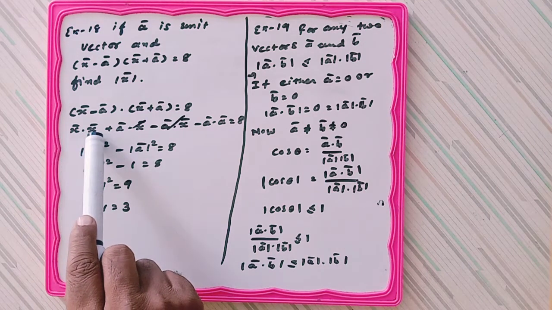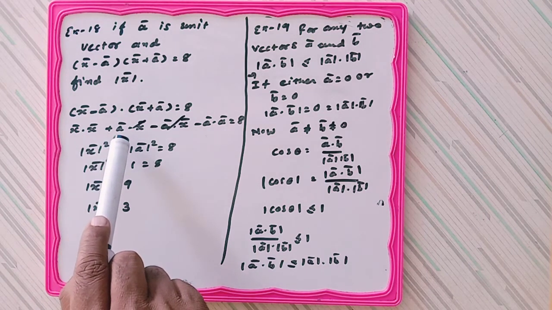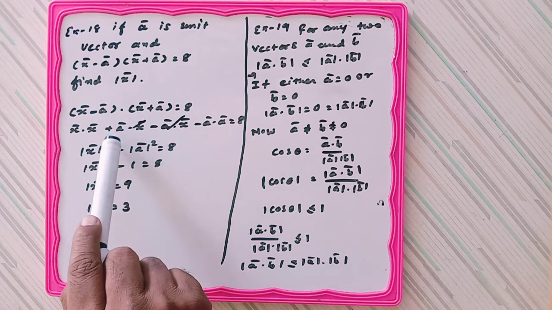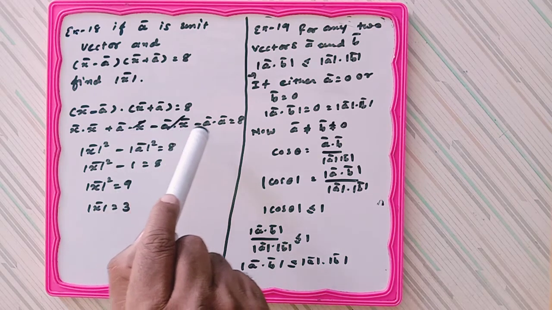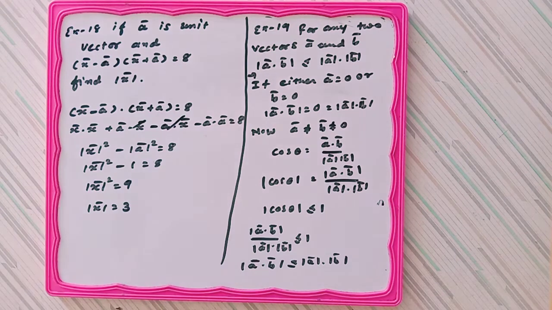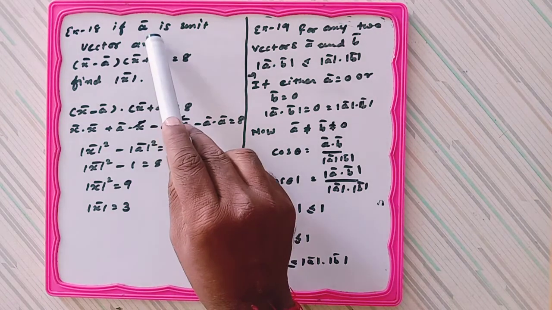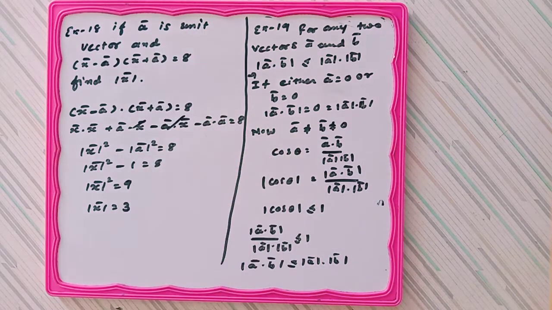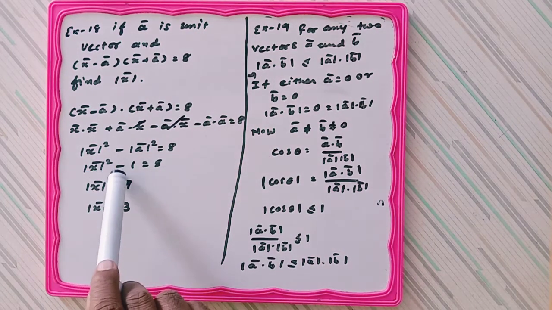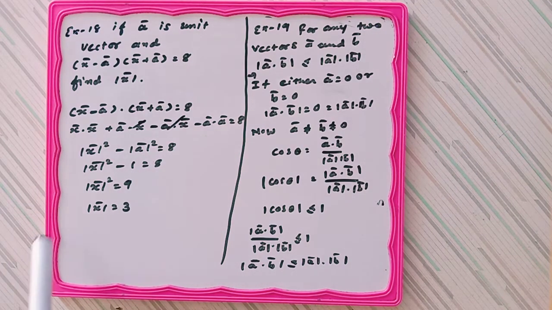So x bar dot x bar is the magnitude of x bar squared. Now the dot product is commutative and one term is plus and the other minus, so they cancel, and a bar dot a bar is the magnitude of a bar squared. The magnitude of a bar is 1 because it is given as a unit vector. So magnitude x bar squared minus 1 equals 8, so magnitude x bar squared equals 9. So the magnitude of x bar will be 3, because a vector magnitude cannot be negative.